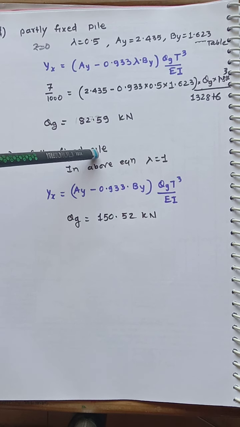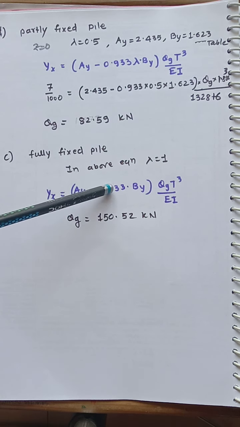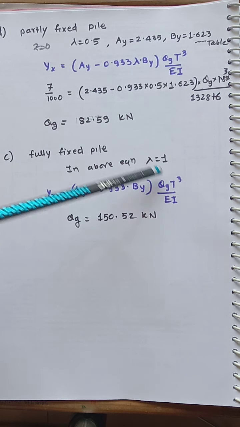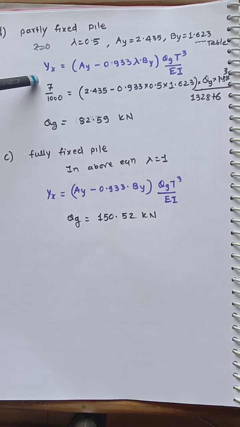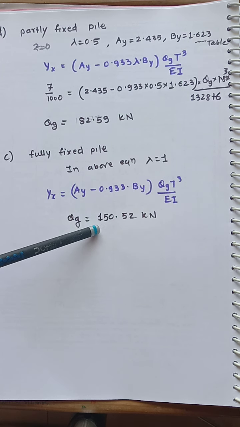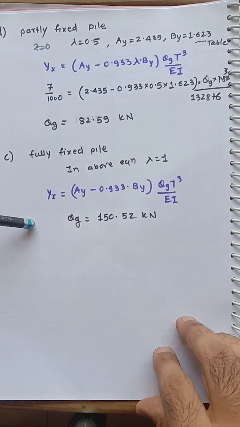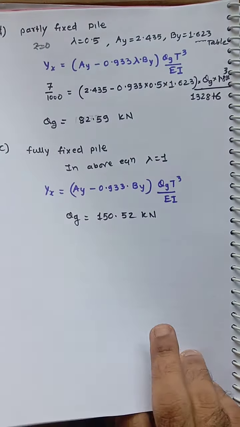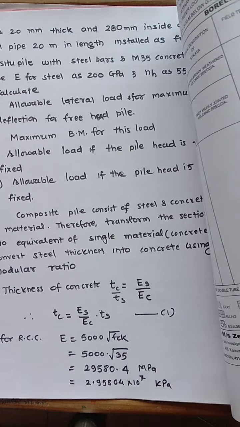And for the fully fixed pile, the same equation applies, with the λ value being 1. When you substitute λ as 1, the unknown is Qg, and yx is again 7 mm as given. If you calculate Qg, it is 150. So when it is fully fixed, the top of the pile head resists rotation, and the Qg value increases. In this way the lateral load can be obtained for different conditions.